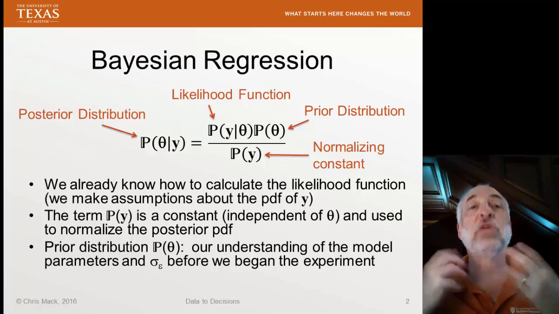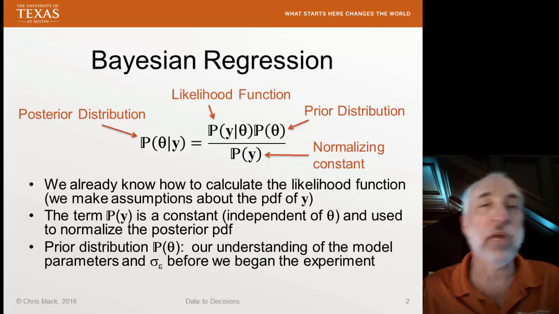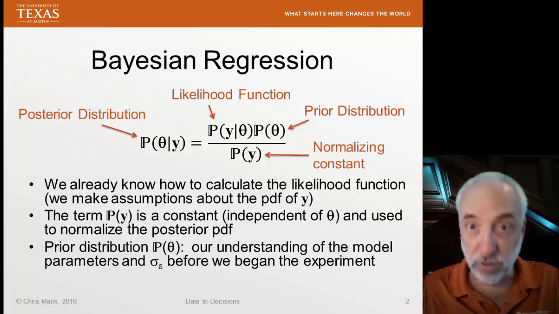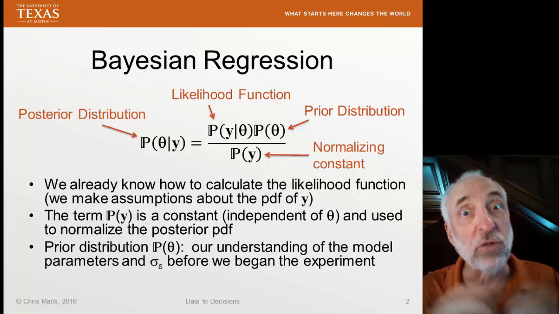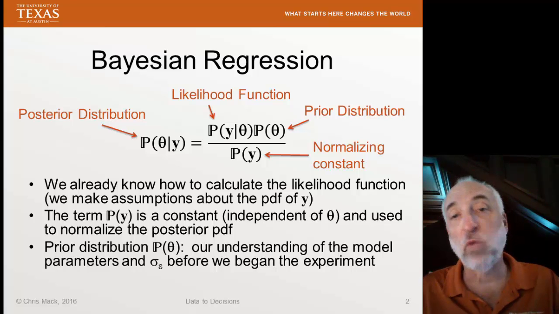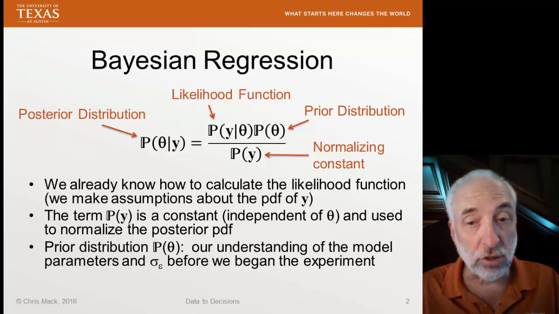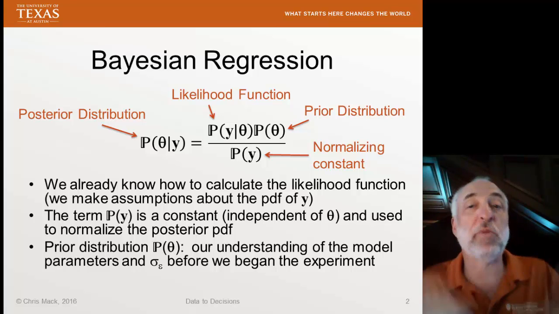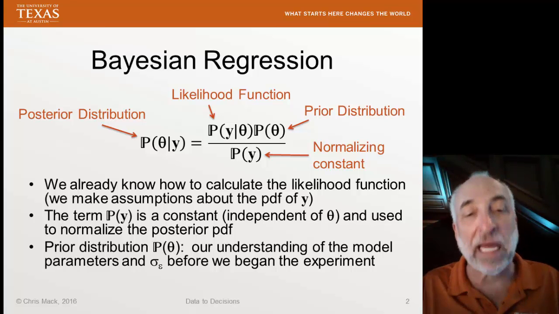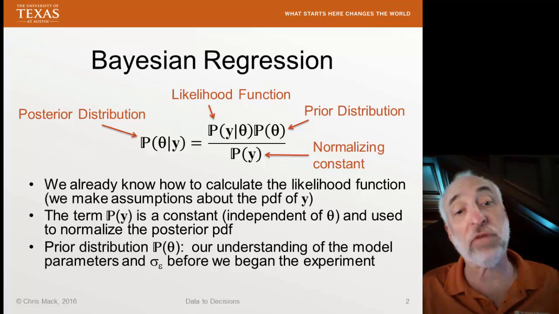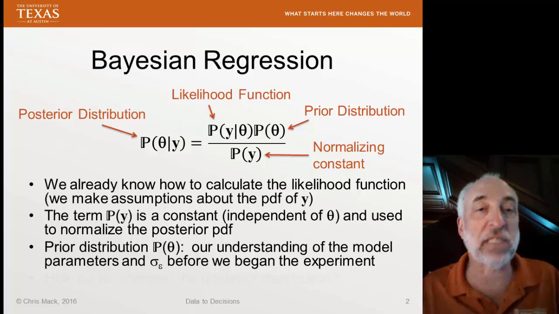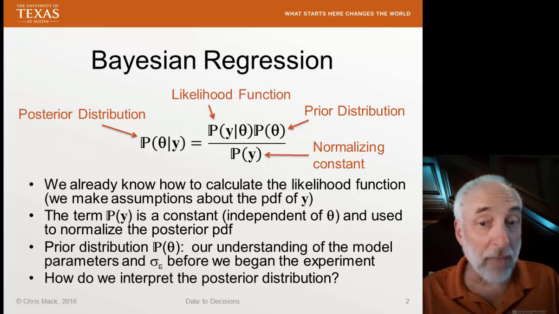The real new thing we're adding in Bayesian regression, as compared to maximum likelihood estimation, is the prior distribution. What is our understanding of what the model parameters are and what the variance of y, or the variance of our error term, is before we begin the experiment? So independent of the data, what do we believe about this prior distribution? And then finally, we calculate a posterior distribution from that.